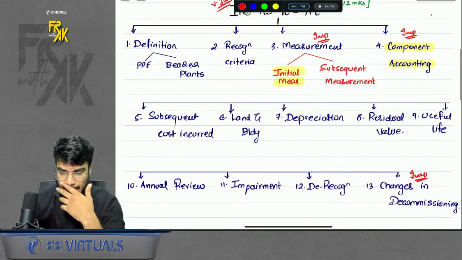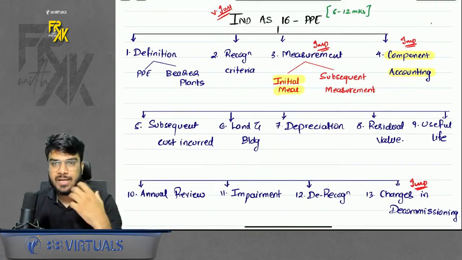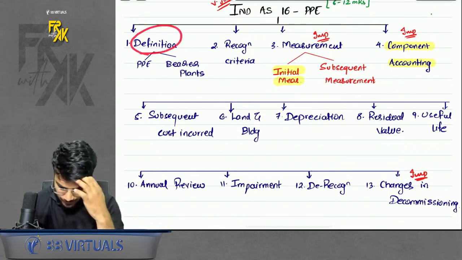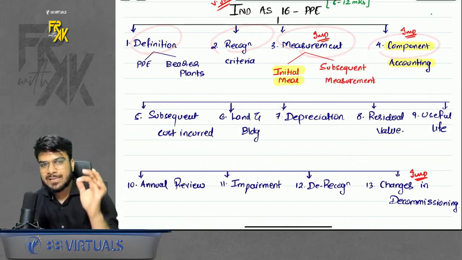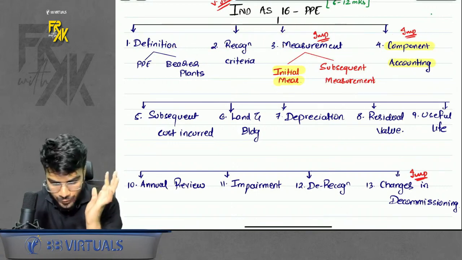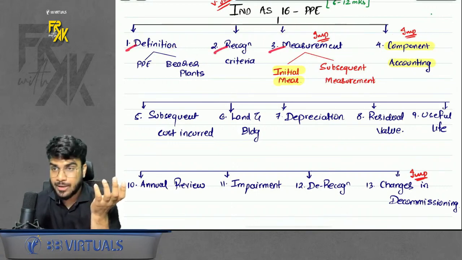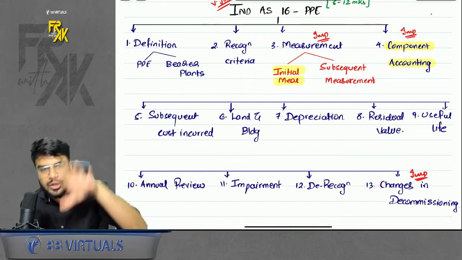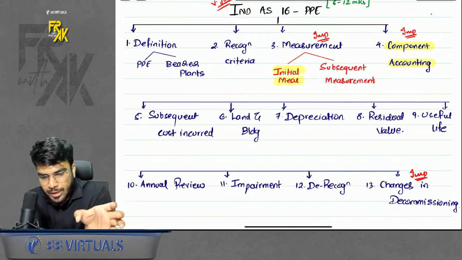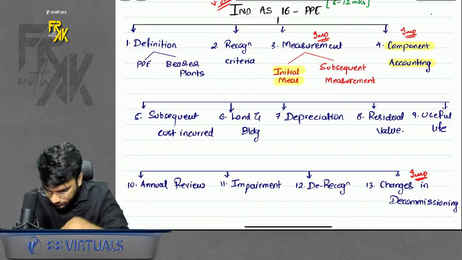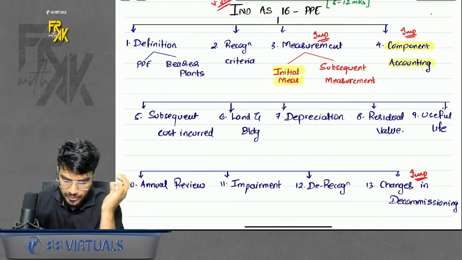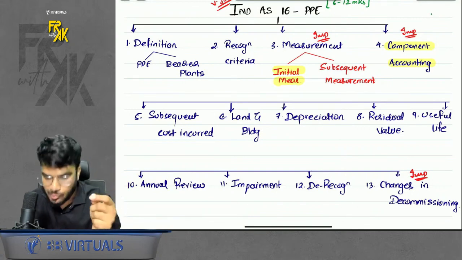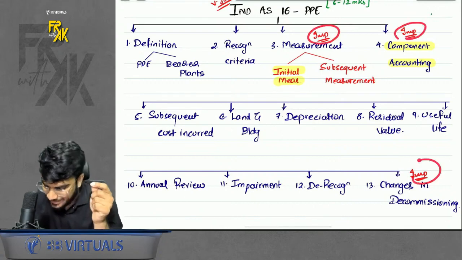Before starting, let me tell you the approach with which I teach. Generally, before starting any topic, I prepare a chart so that you come to know which topics are going to get covered. For example, you can see definition, recognition, measurement, component. In all, there are total 13 points. Through this, you get an overview of the whole chapter. So likewise, we will cover each and every topic. Apart from this, I have also marked the important points.